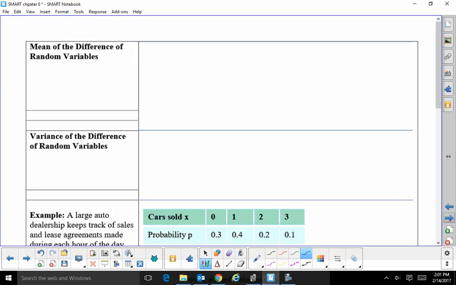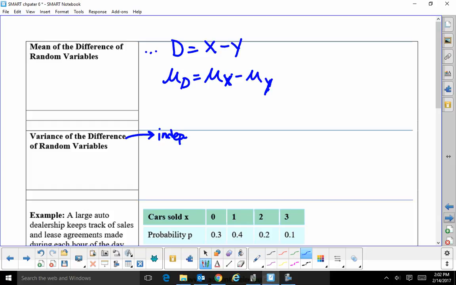So again, let's say now that I have this D that is x minus y instead of plus, then the mu sub D is just the mu sub x minus the mu sub y. It's very, very straightforward. And here, if I'm going to do the variance, I have to assume what, first off? Okay, so we have to have independence.